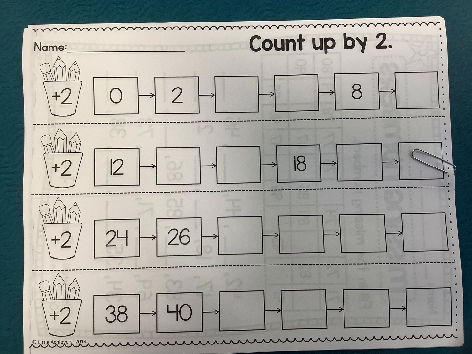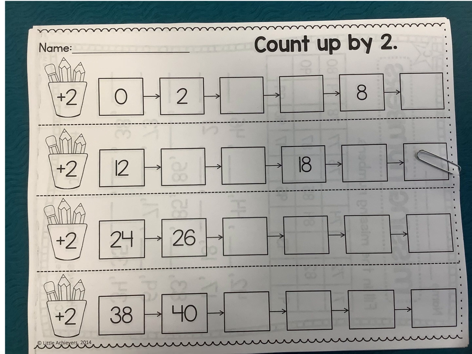So when I start with 0, I skip 1 and I go to 2. And then I skip 3 and I write 4. And then I skip 5. What comes next? 6. And then I skip 7, and what am I going to finish on? 10. Very good. Now, let's keep going.